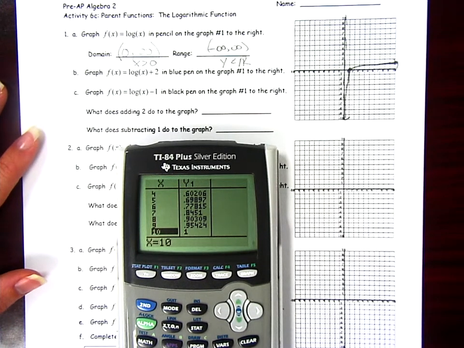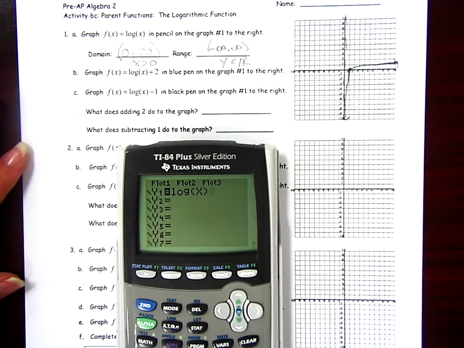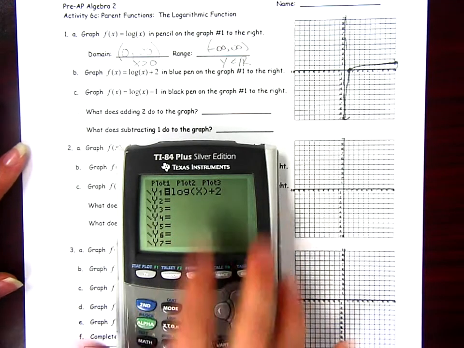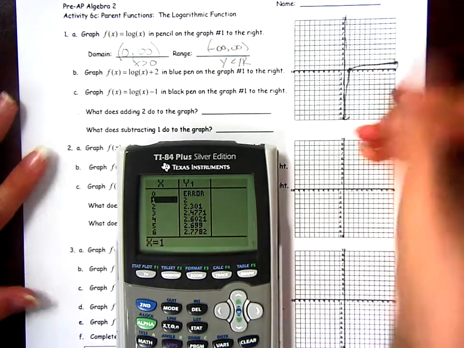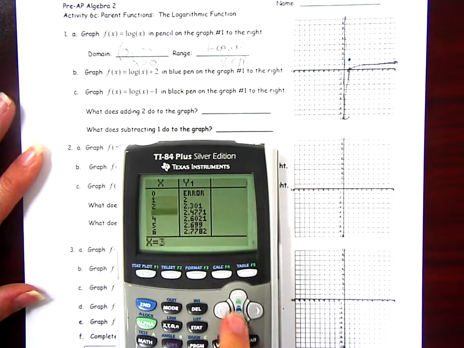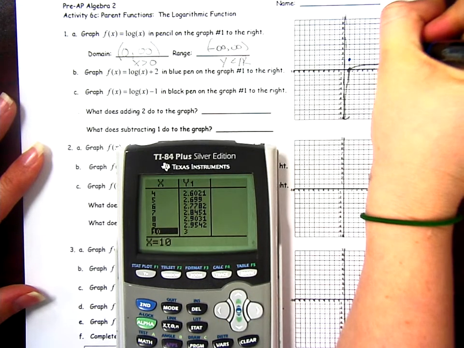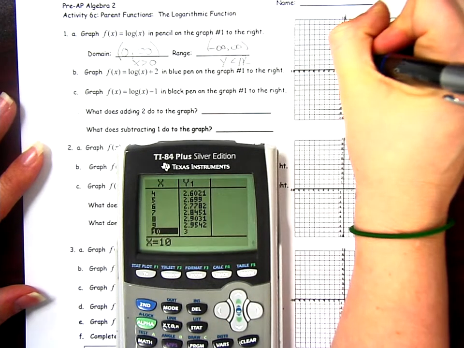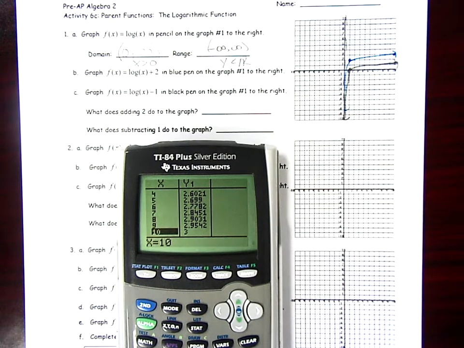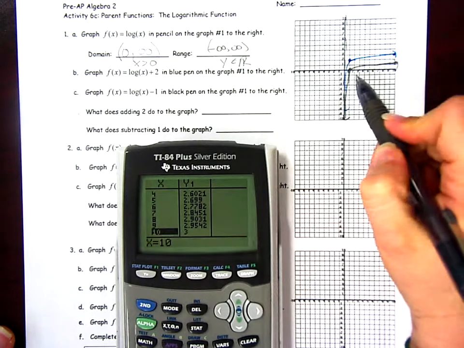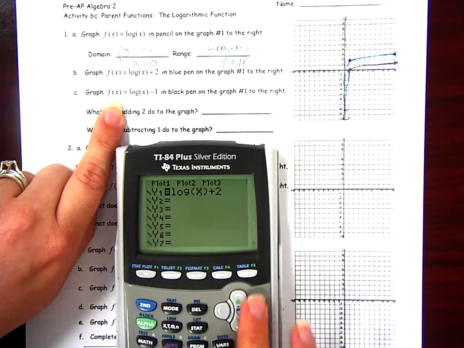Okay, so then part B says we want to graph the log of x plus 2 in blue pen to the right. So we're going to come back into our y equals. We're going to graph the log of x plus 2 outside of our parentheses. If we look at our table, now we're going to have the point 1, 2. And if we go to 10, we'll have the point 10, 3. Okay, and again, it still doesn't actually touch the y-axis.